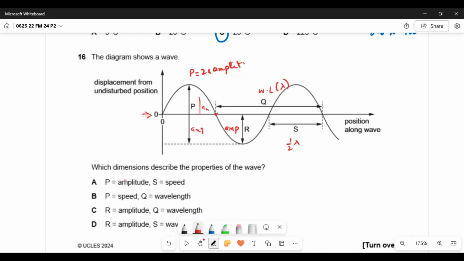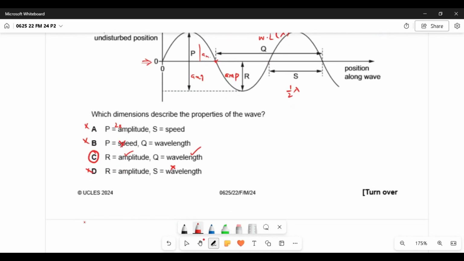So P is amplitude? No, it is double the amplitude, so wrong. P is speed? No, P is double the amplitude, it's still wrong. R is amplitude, yes, R is amplitude. Q is wavelength, yes, Q is wavelength. R amplitude, S wavelength? No, it is wrong. So our C option is correct.